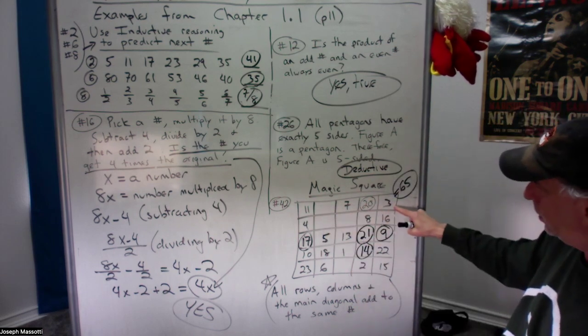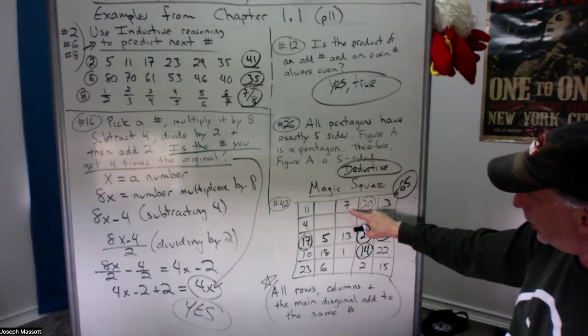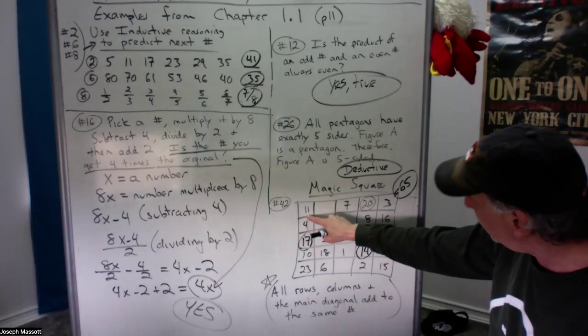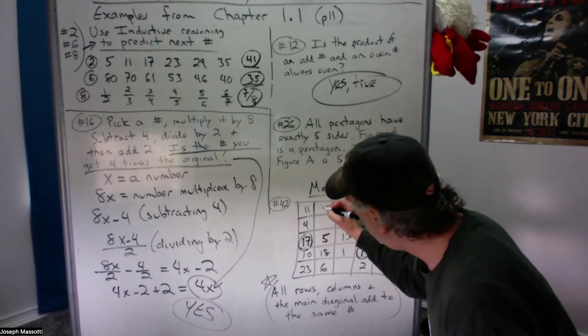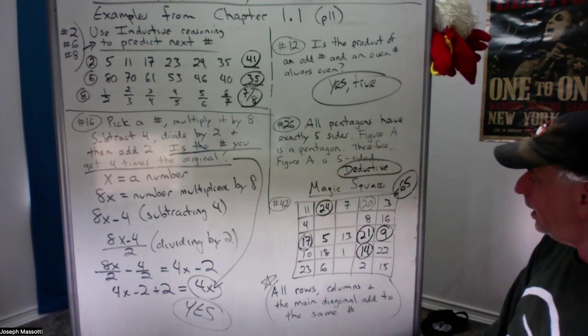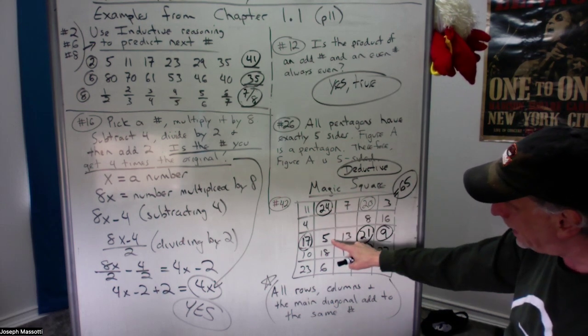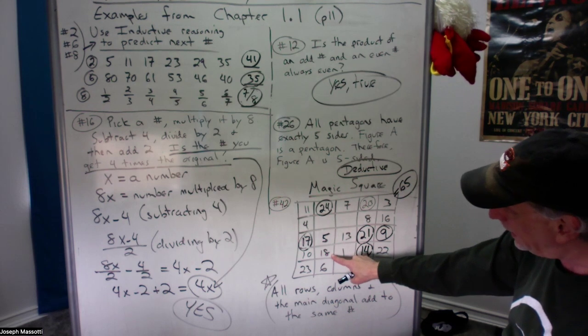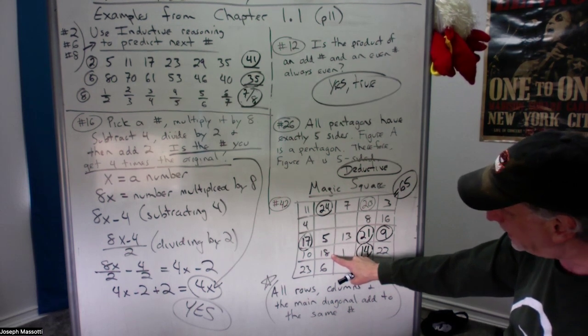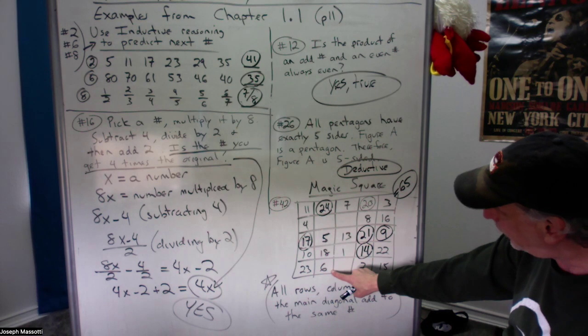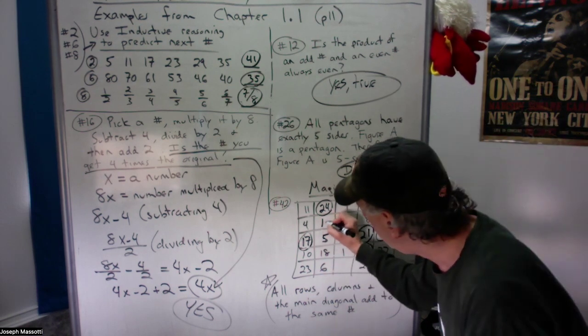Fill in this row. 23, 30, 41 leaves us with a 24. Okay, so you see what's going on here? We're just filling in the pieces of the puzzle. 24 and 5 is 29. 29 and 18 is 47. 53 leaves us with a 12.